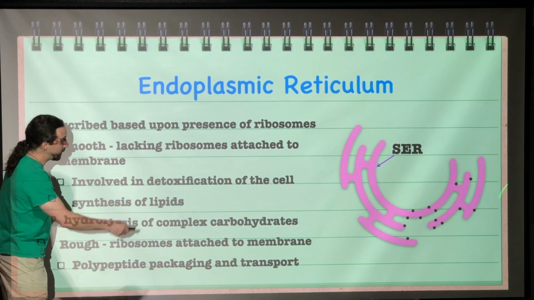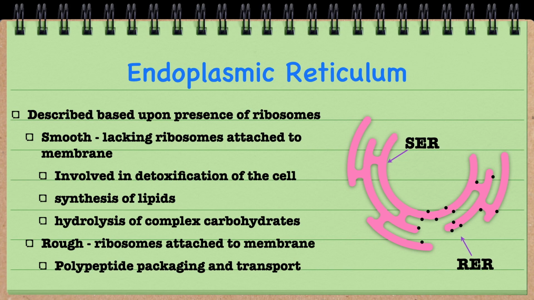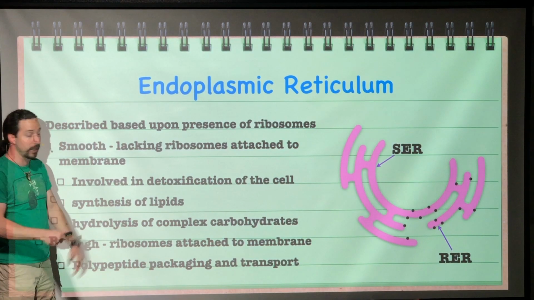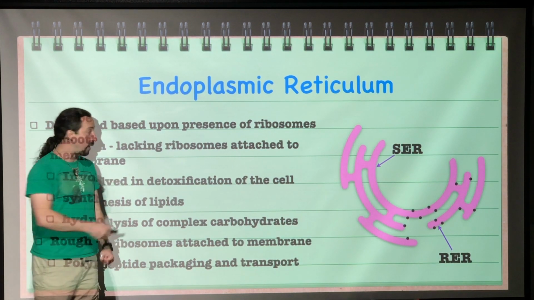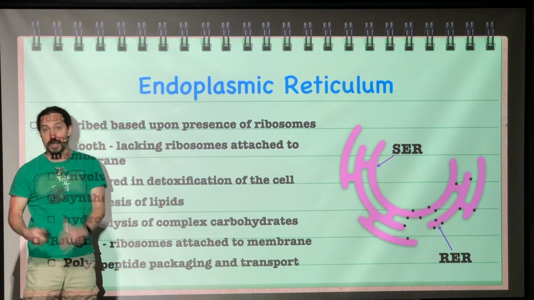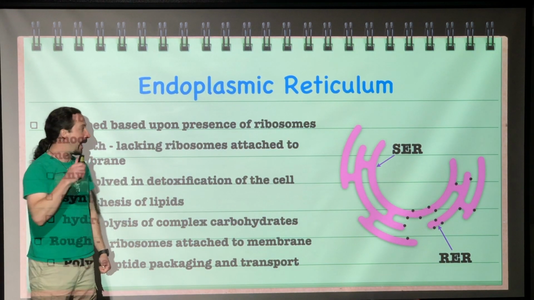On the other hand, this other area is called the rough endoplasmic reticulum because it has ribosomes on it, and that makes it look bumpy in nature, and thus it's called the rough endoplasmic reticulum. It's where polypeptides are going to be packaged and then transported. The reason why polypeptides are going to be important there is because ribosomes build polypeptides. And so, since they're there, polypeptides are going to have to be packaged from that point.